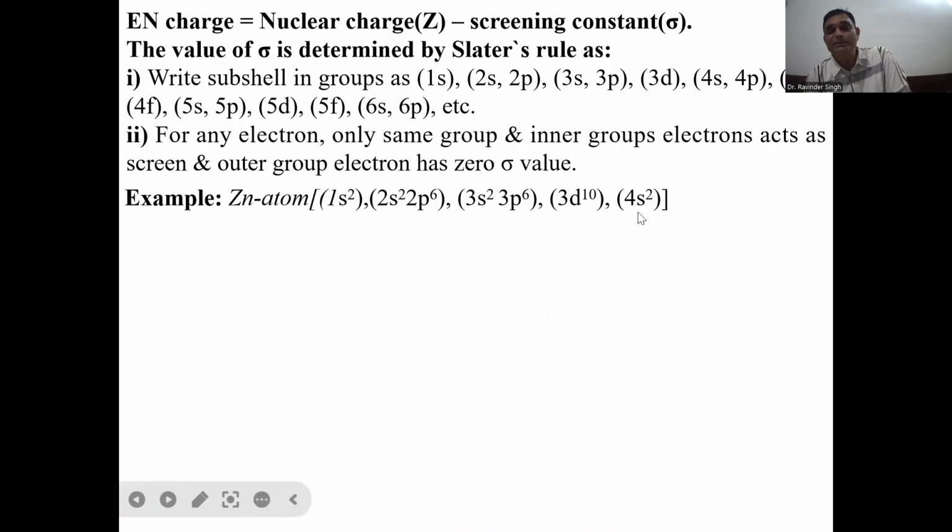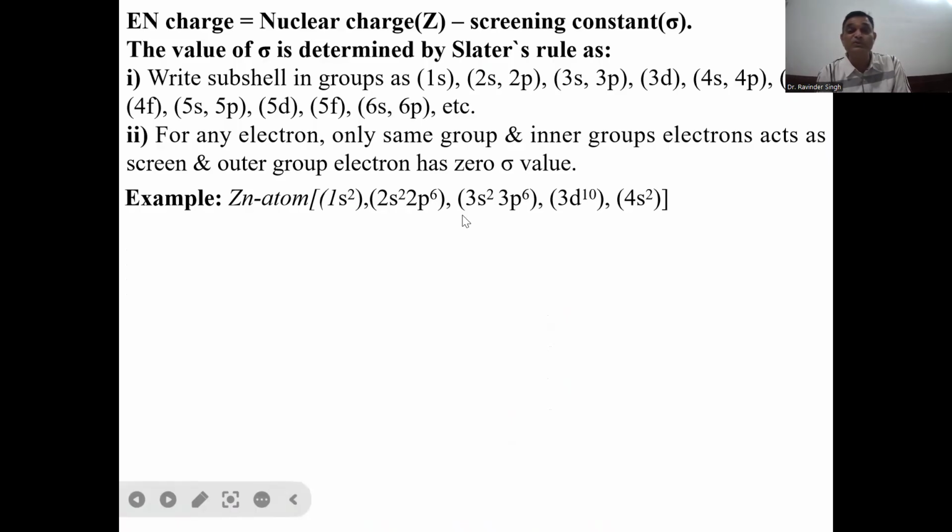As the 4s are present outside the 3d, there is no effect of these 4s electrons on that 3d, meaning no screening effect by 4s, because they are not present between them. Here is the nucleus, after that first shell, 1s, 2s, 2p, 3s, 3p, 3d. So what is present between the nucleus and that particular electron for which we want to calculate the effective nuclear charge, we will see only these electrons.